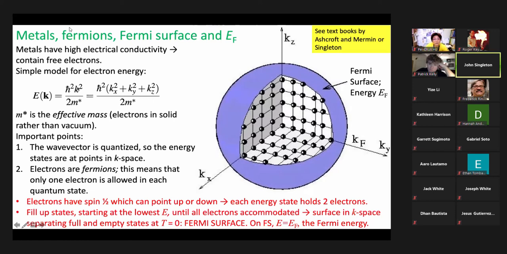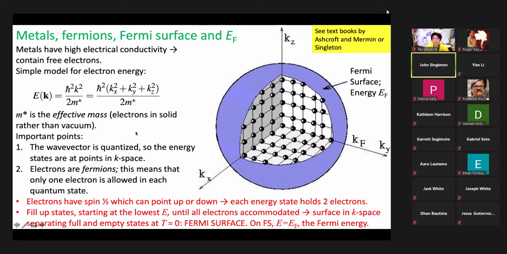Electron energy is just the momentum, or rather quasi-momentum, so it's Planck's constant over 2 pi times k, the wave vector, squared over 2m star. So this is almost like a free electron. M star is the effective mass because the electrons are in a solid rather than a vacuum. And we're going to keep this isotropic. It's going to be the same energy whether the k vector is pointing in any direction.